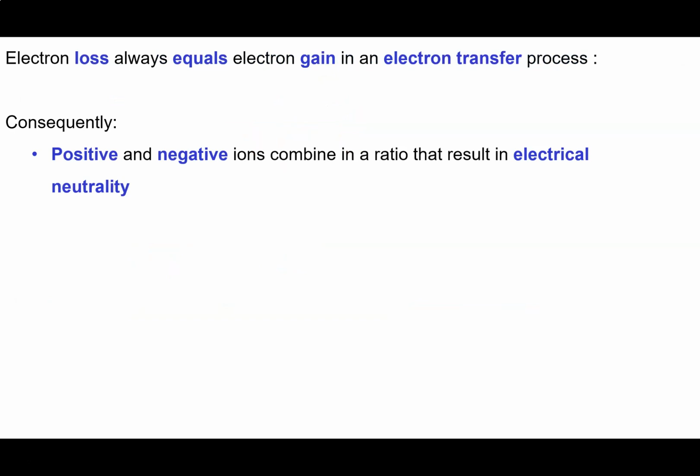Okay, so what happens when an ionic compound forms is electrons are lost by the metal and they are gained by the non-metal, and the electrons just move from the metal to the non-metal. So what that means is that the number of electrons that is lost is always going to be equal to the number of electrons that are gained, because you're just moving electrons from one place to another.